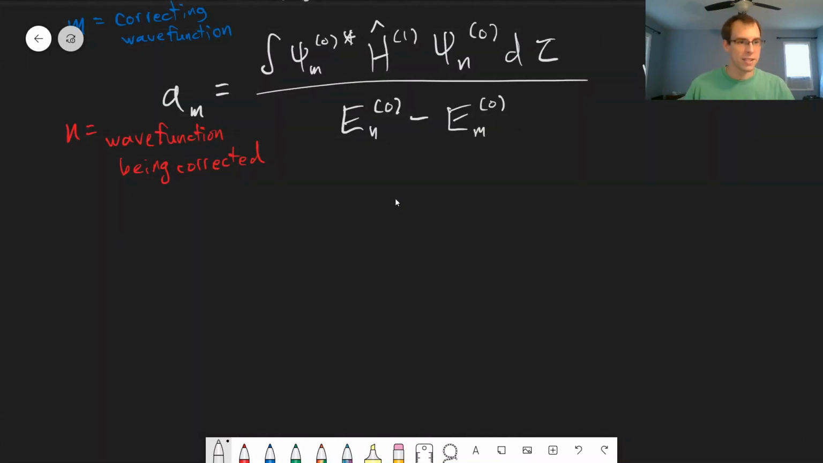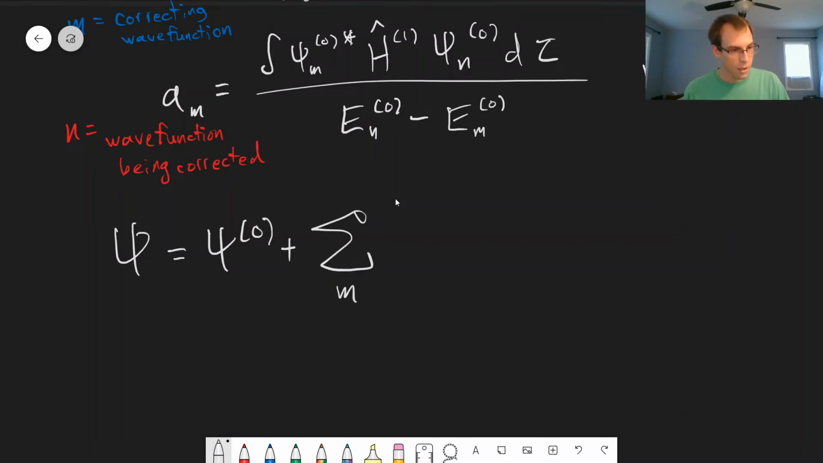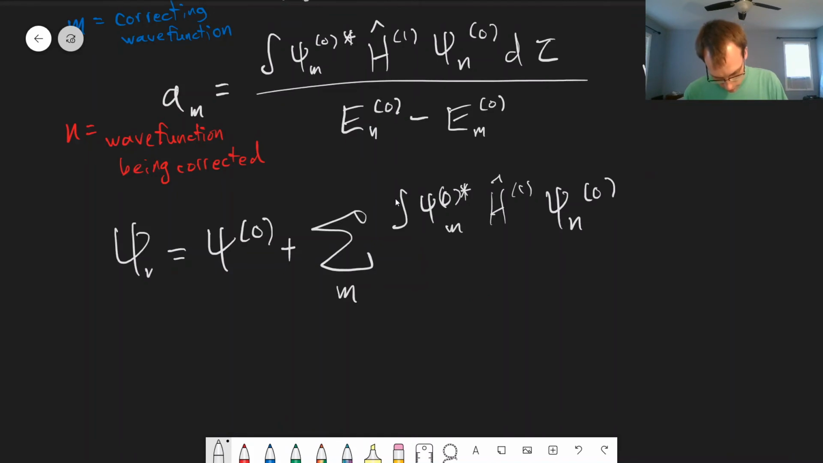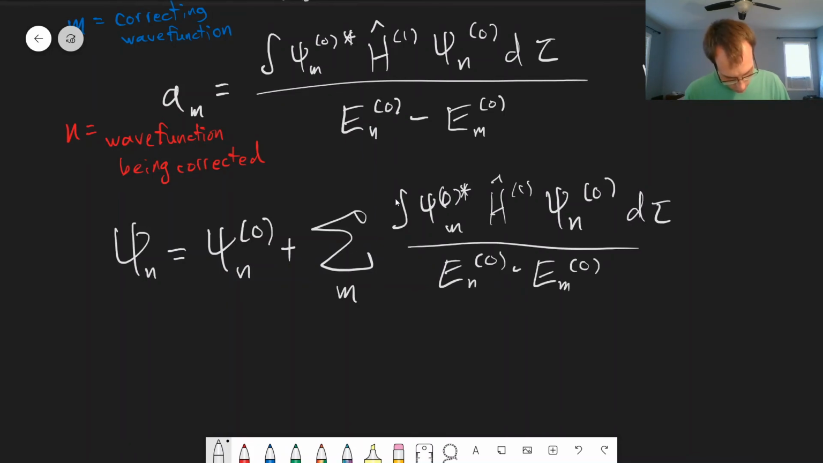So if we summarize this in one equation, our wave function is equal to our zero order wave function plus the sum over m of our other wave functions: psi m 0 star H1 psi n 0 d tau over E n 0 minus E m 0, times psi m 0. These should have n's on them. So this is just combining the coefficients into this equation.